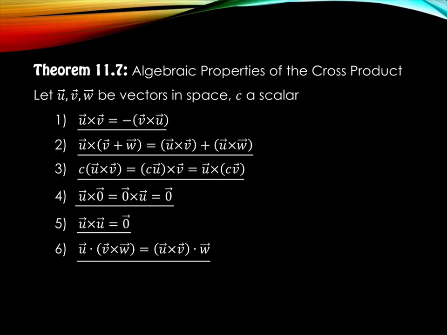And then, or the 0 property, not multiplicative identity, the 0 property is what I meant to say. And then on number 6, you actually see an interaction between the dot product and the cross product, which might feel even a little bit counterintuitive.